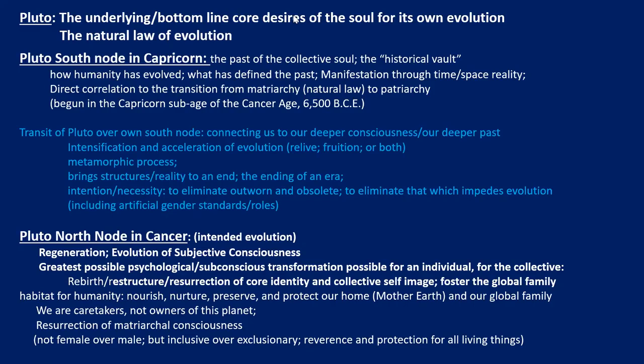Pluto, involution and evolution, building form to destroy form to build form again. Pluto transiting over its own south node is bringing structures, bringing reality to an end. It is no less than the ending of an era, an ending of an age of humanity. So the intention and evolutionary necessity is now to eliminate the outworn and obsolete, to eliminate that which impedes evolution. And that includes the artificial gender standards and roles.